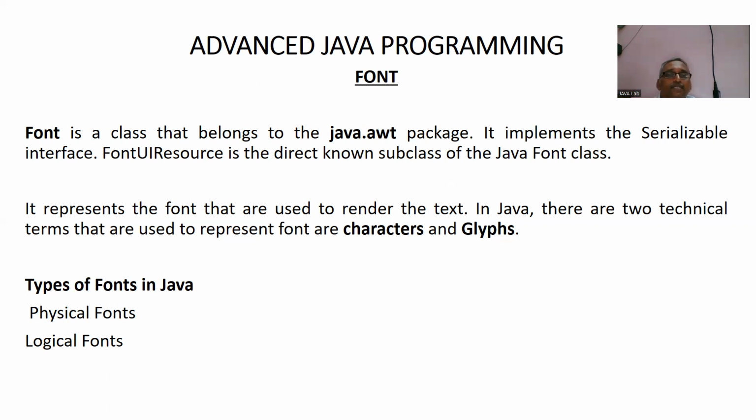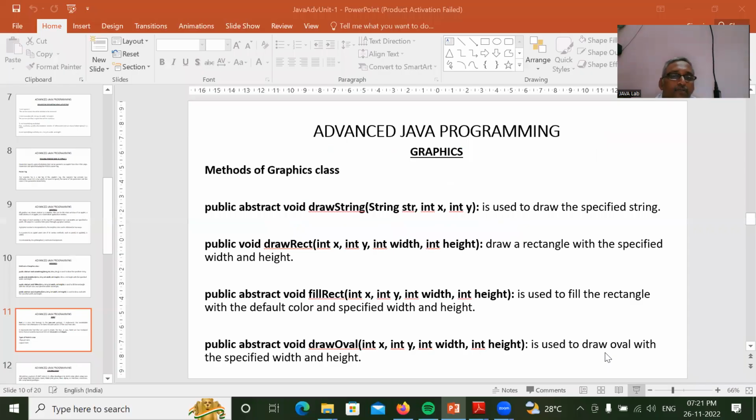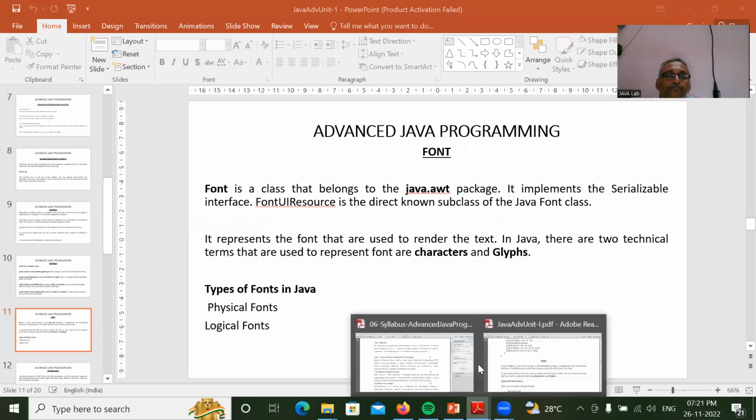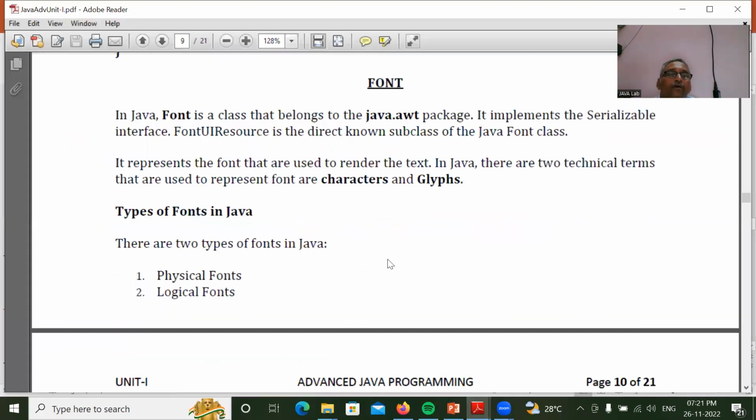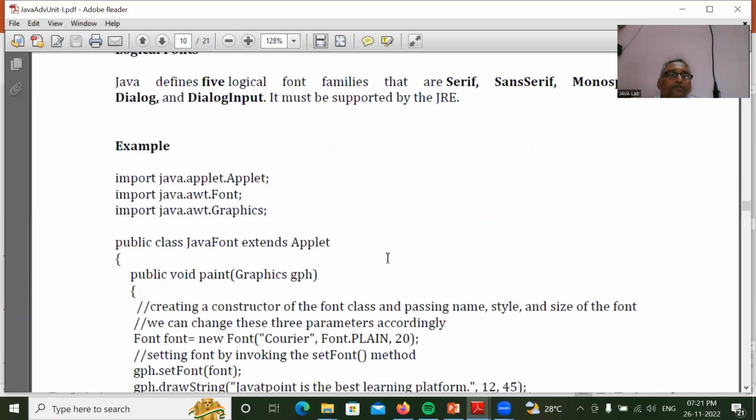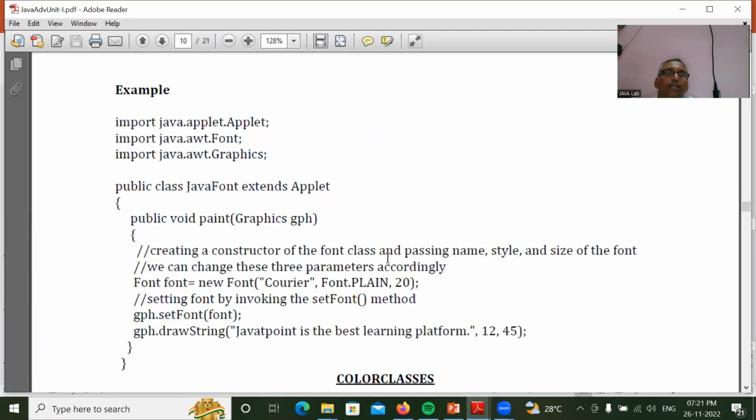Next thing is an example. This is a simple example of the font class. Now import three packages: import java.applet.Applet, import java.awt.Font, import java.awt.Graphics. Public class JavaFontExample extends Applet. JavaFontExample is the class name. Now public void paint, called the paint method. Graphics gph, Graphics is a class and gph is an object.